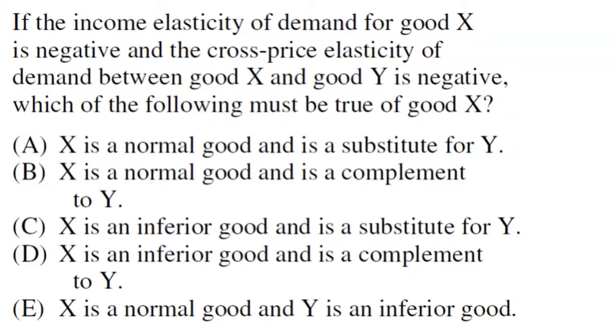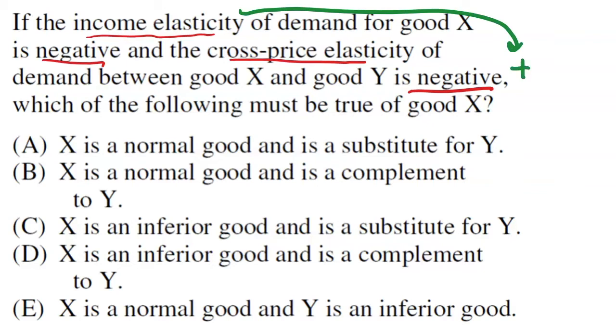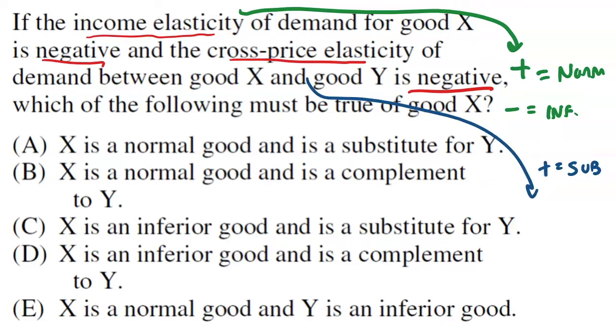So this one. If the income elasticity for good X is negative, and the cross price elasticity between good X is negative, which of the following must be true of good X? So here, this is pretty simple. If you can remember just between income and cross price elasticity, whether the coefficient is positive or negative. So for income elasticity, if the coefficient is positive, that indicates a normal good. If income is negative, remember that indicates an inferior good. For cross price elasticity, if it's positive, that is a substitutable good.